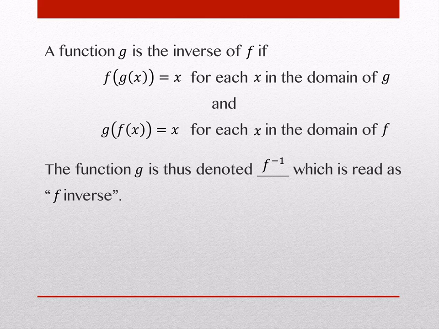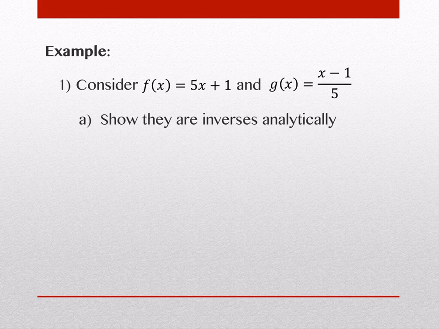The function g is noted f with the little negative 1, looks almost like a subscript or a superscript, right? Which is read as f inverse. So that little negative 1 up there is read as f inverse. All right, so we're going to do an example of what you would have seen prior to now, kind of like how we've started the last two sections, with inverses. So f of x is 5x plus 1, and g of x is (x minus 1) over 5.